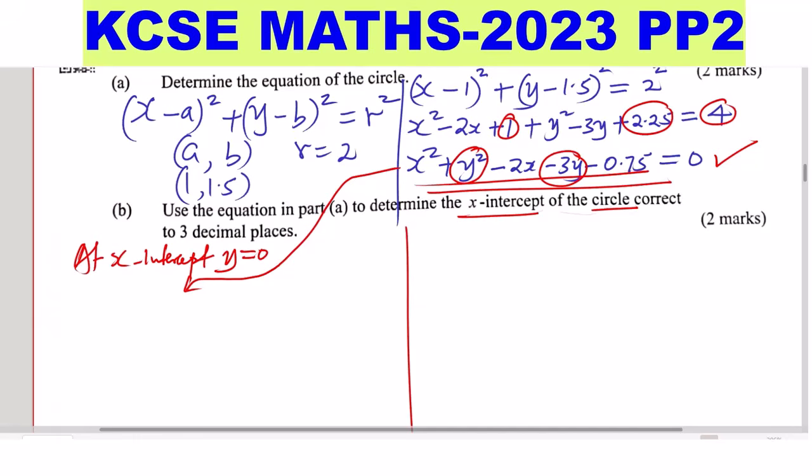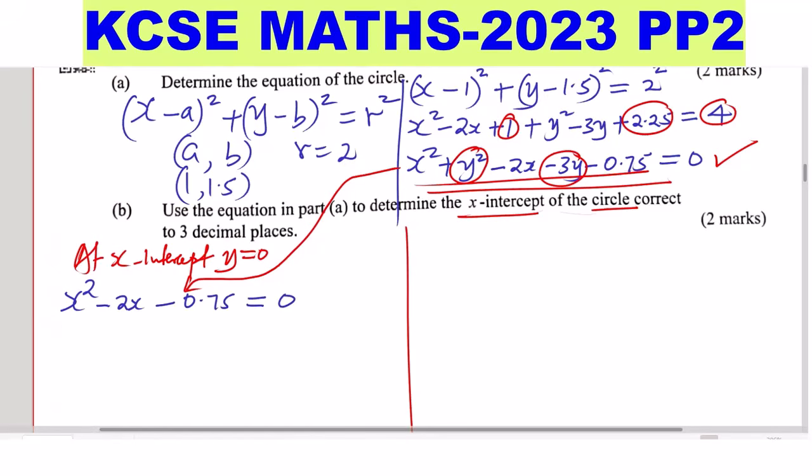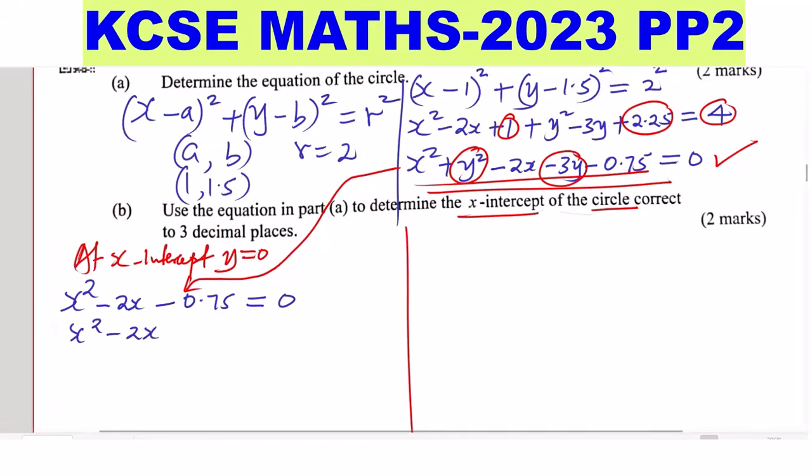And this is what you're going to get. This will give x squared minus 2x, then minus 0.75. So that is what you get when you substitute y with 0. And I can simplify this. 0.75 is the same as 3/4. So this will be x squared minus 2x minus 3/4.